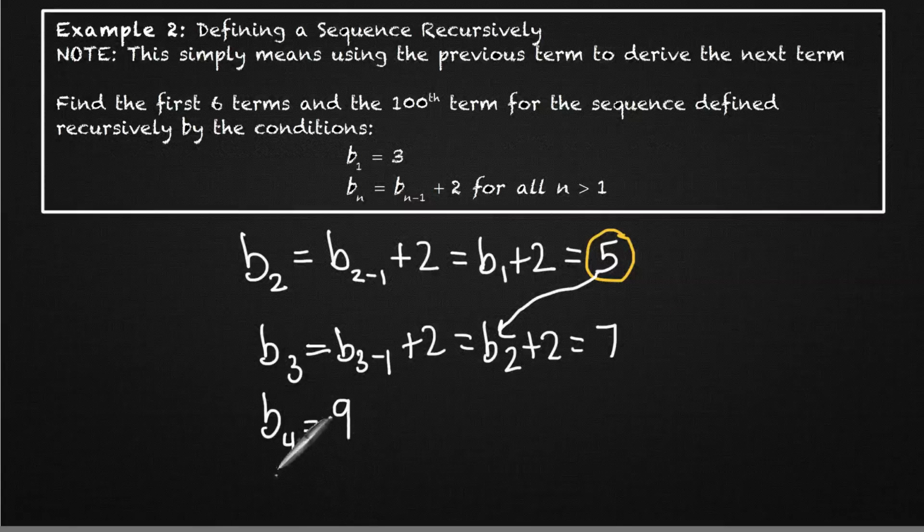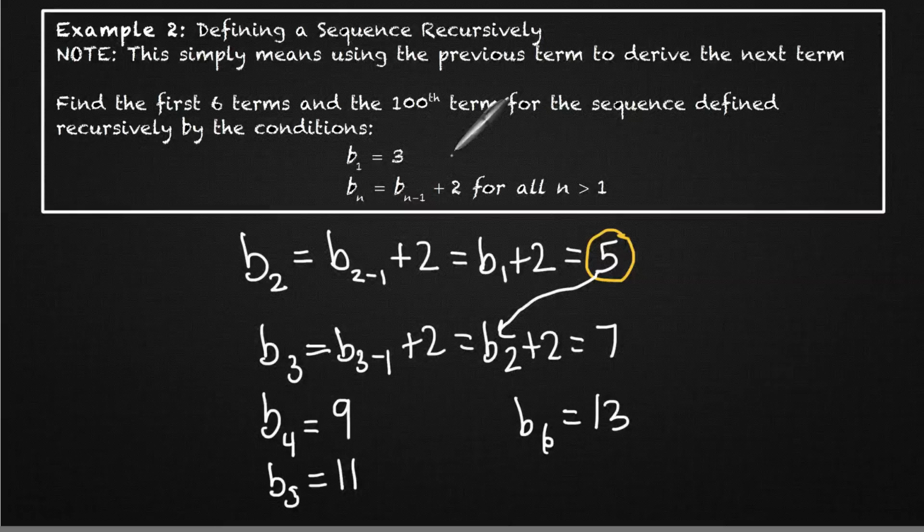5, 7, 9, and then b5 is going to be 11, and then b6 is going to be the previous term plus 2. That's going to be 13. All right, so now we can see what the list of numbers is. It's simply going to be 5, 7, 9, 11, 13. Now notice that we're looking for the 100th term.